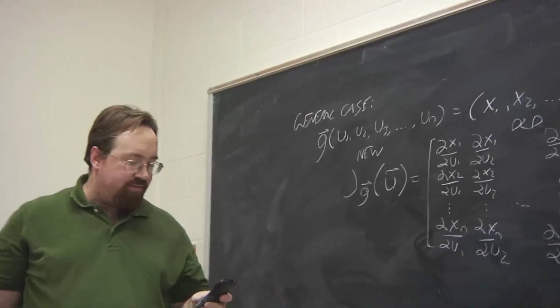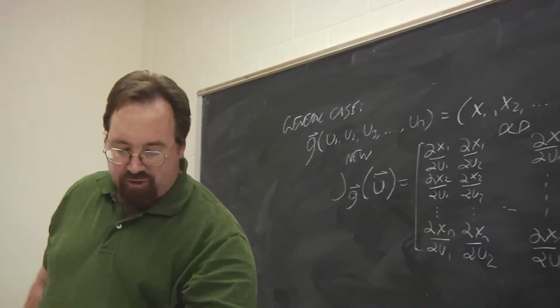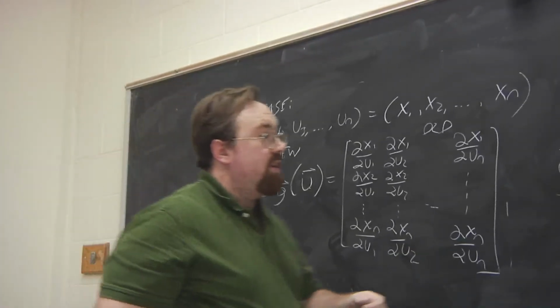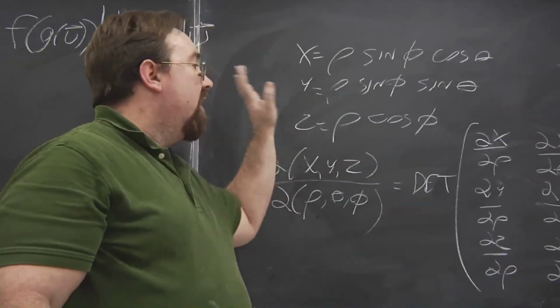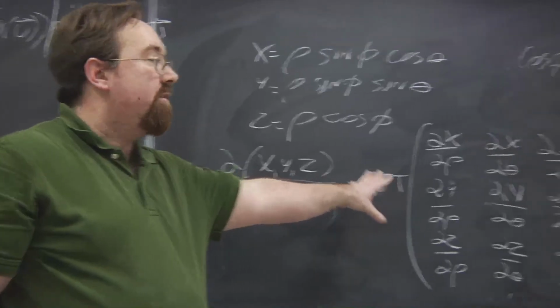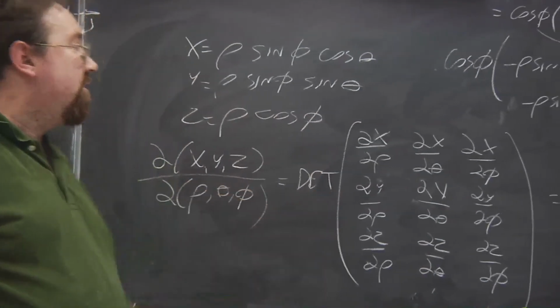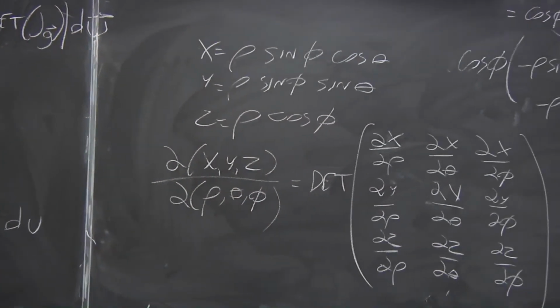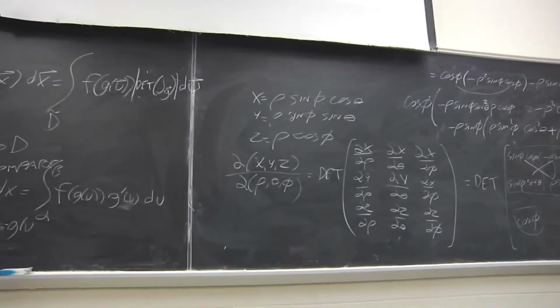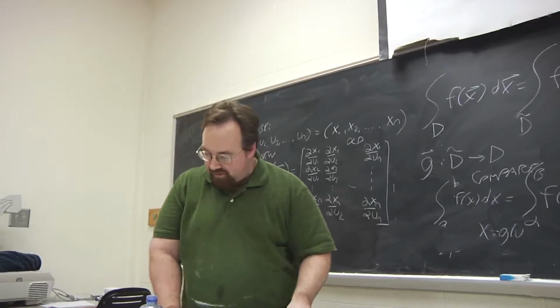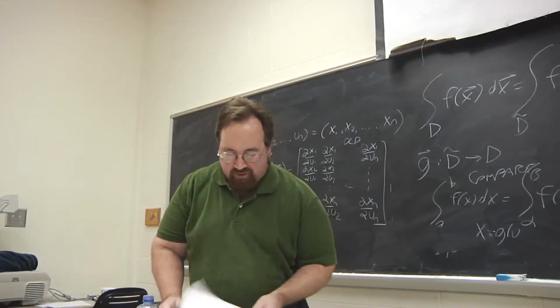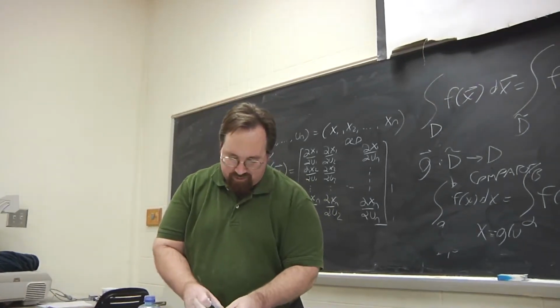So whatever change of variables you have, once you express the original variables in terms of the new ones, compute all the partial derivatives, and take the determinant of the matrix that results, which is a nice process in 2 variables. It gets pretty ugly in 3 variables. Then you're all set.